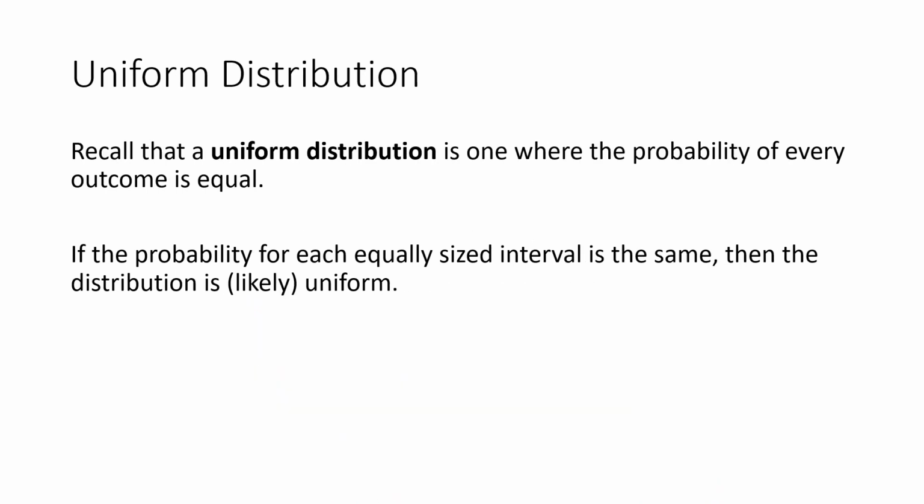Okay, so those are the basics of how displaying continuous random variables work. Next, let's look at one of the possible probability distributions for continuous random variables. It's the same as a discrete random variable probability distribution, and that's the uniform distribution. If you remember, the uniform distribution is one where the probability of every outcome is equal. So if the intervals are the same, then the distribution is likely to be uniform.